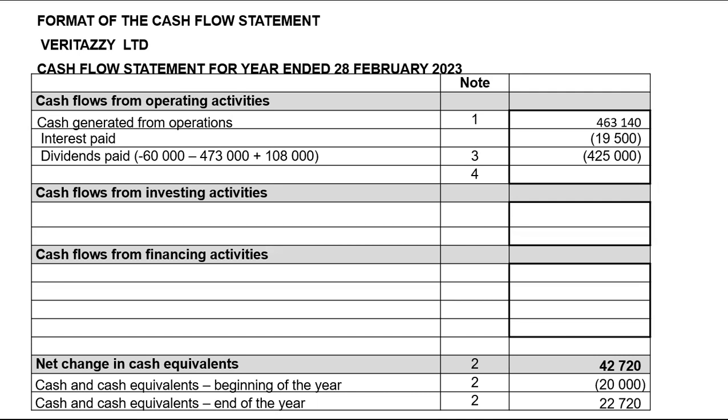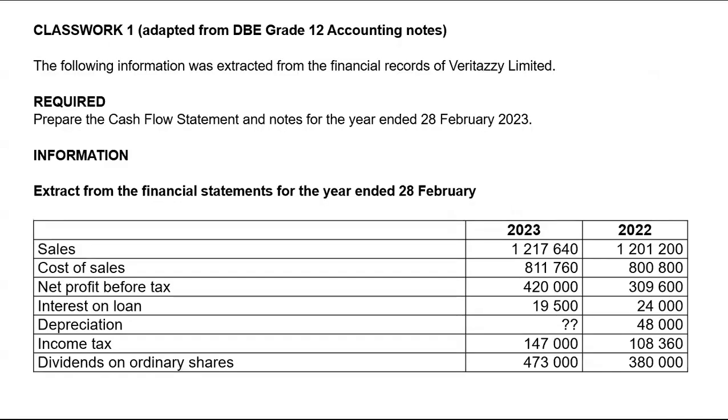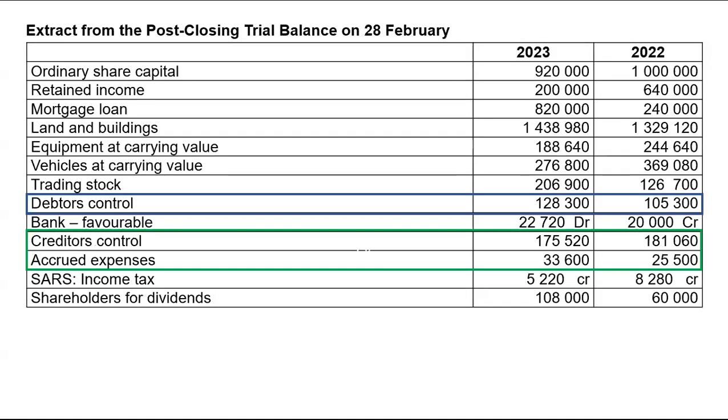Let's calculate taxation now. For taxation, what do we have? We know that income tax for this year is 147,000. We will use that, but let us check what we have when it comes to SARS income tax. SARS income tax for last year was 8,280 credit. It means last year we were owing SARS, so we need to pay it this year. It looks like even this year we are owing SARS, so that 5,220 will only be paid next year. For this year, we will show it without brackets.